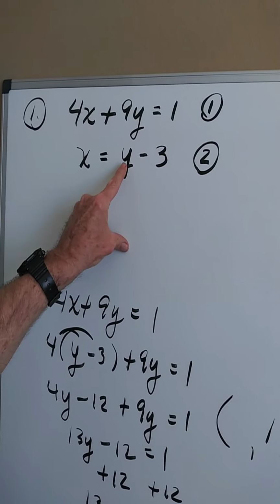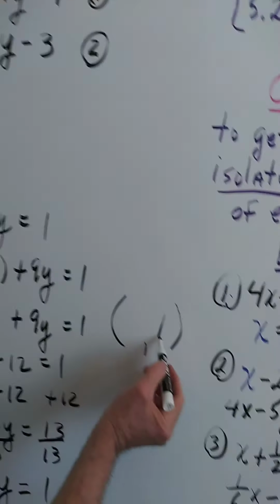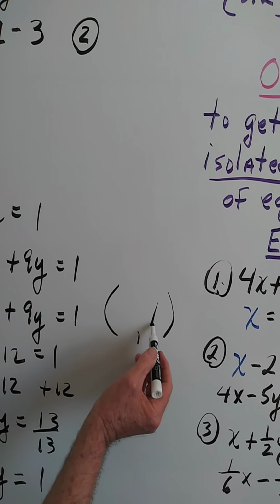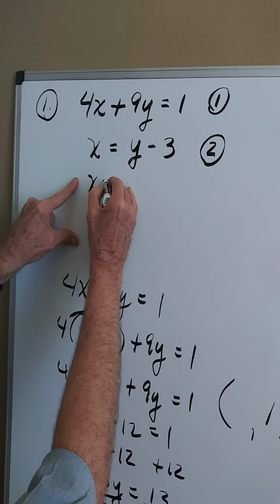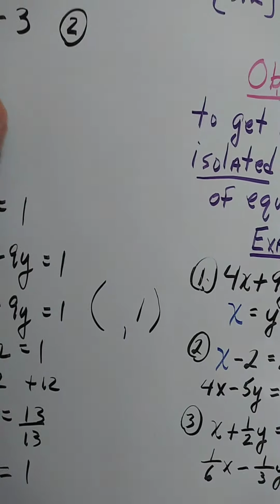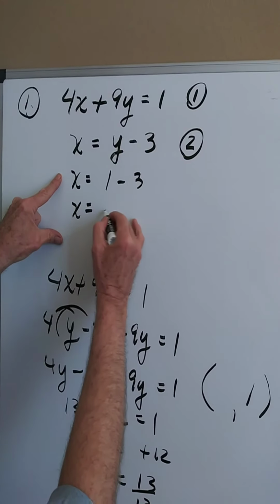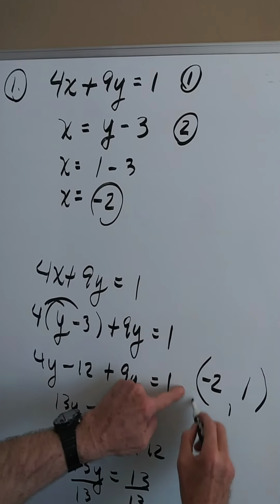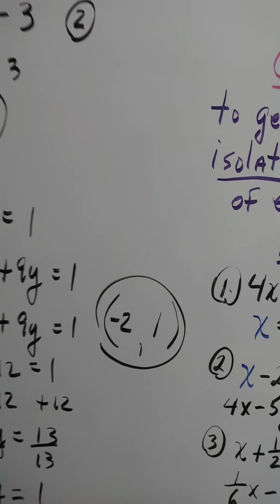This tells us how to find the value of x. It says take your value of y and take 3 away from it. Well, we've got our value of y. So we're going to back substitute this 1 in place of y. And we'll get x is equal to 1 minus 3, and that would give us x is equal to negative 2. Put that negative 2 there, and we have solved the system by substitution.